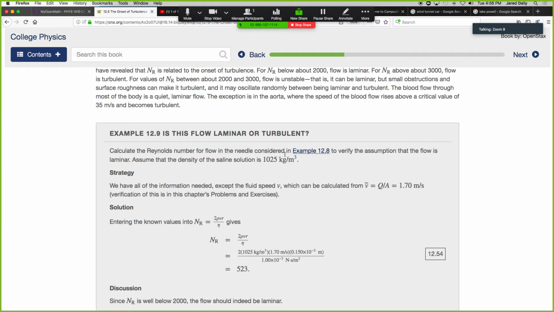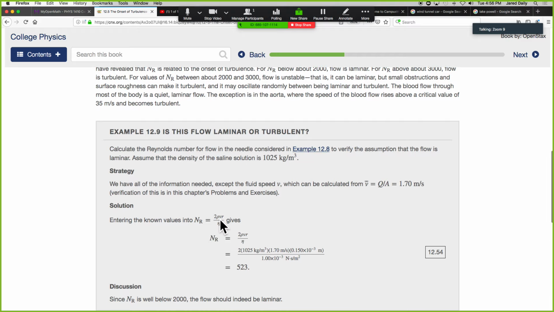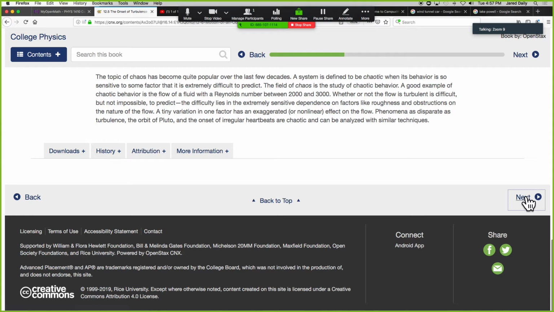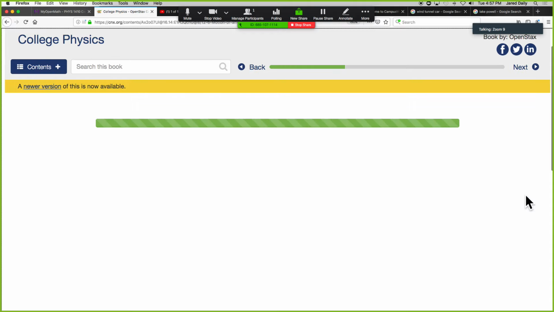So the density of the saline solution they give to us. What do we know? We know rho, that's what they just gave to us. We know the velocity from the previous problem, which they actually give to us here. Then we know the R of the needle, radius of the needle, and we know the viscosity, which is the viscosity of water, essentially. So they put all that in there. We get N equals 523, which is definitely below 2,000, so it's going to be laminar flow. Simple. Plug and chug, as we used to call it.